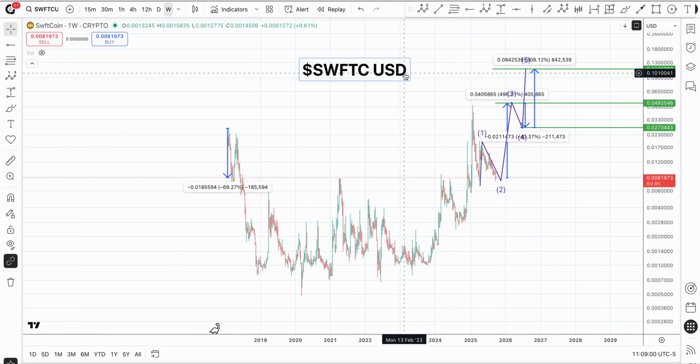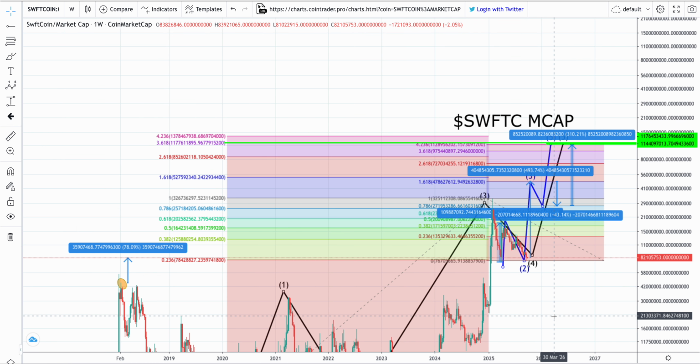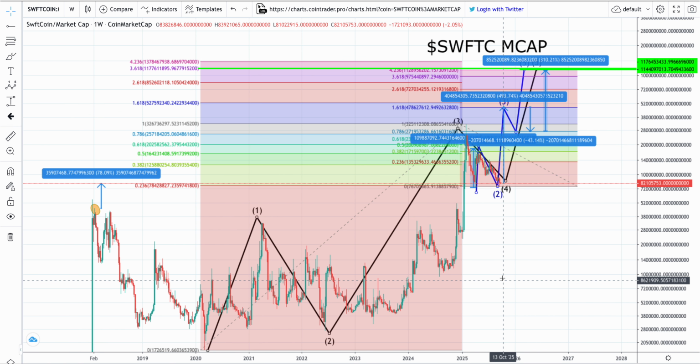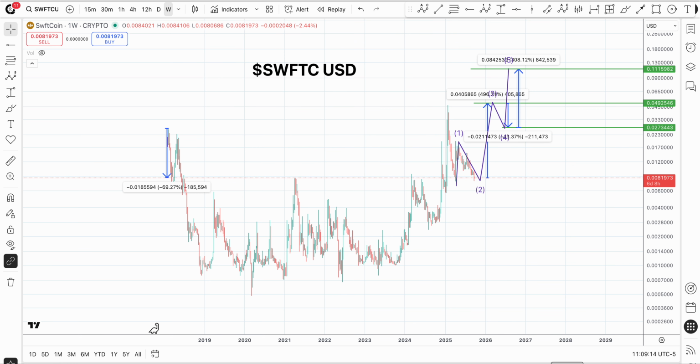So not only is that giving us a new all-time high in the price chart, it's also giving us a new all-time high here on the market cap chart. So I know that was a lot of math. I know that was a long one. Appreciate you guys staying with me. I do feel really good about these targets here that we just laid out for SwftCoin.